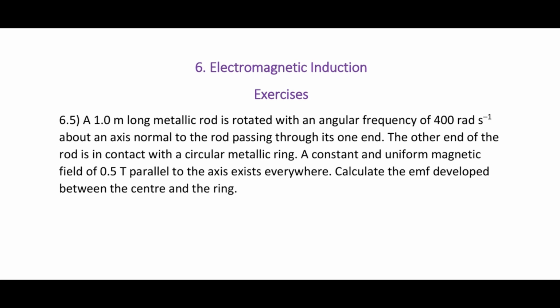6.8 from electromagnetic induction. A 1 meter long metallic rod is rotated with an angular frequency of 400 radian per second about an axis normal to the rod passing through its one end. The other end of the rod is in contact with the circular metallic ring. A constant and uniform magnetic field of 0.5 Tesla parallel to the axis exists everywhere. Calculate the EMF developed between the center and the ring.